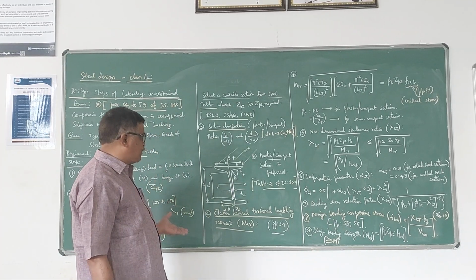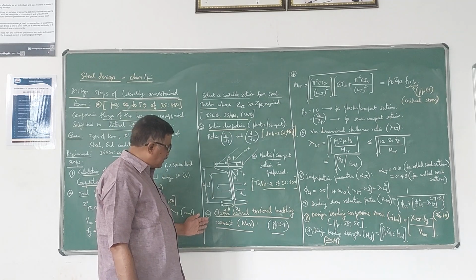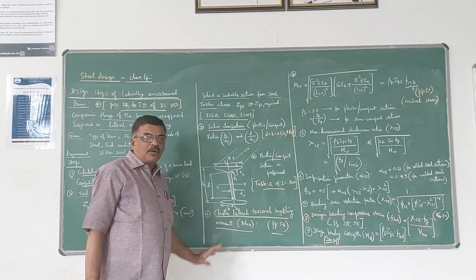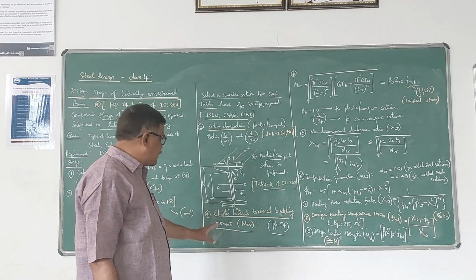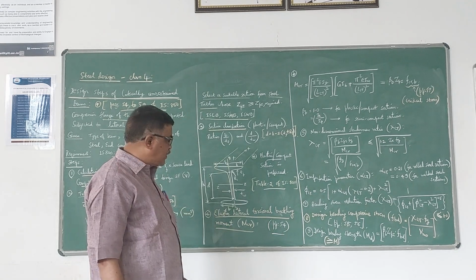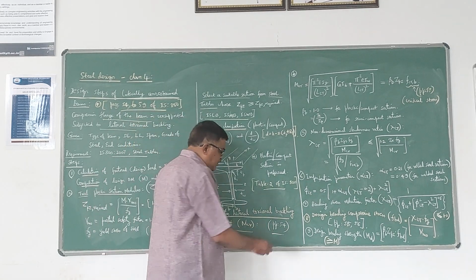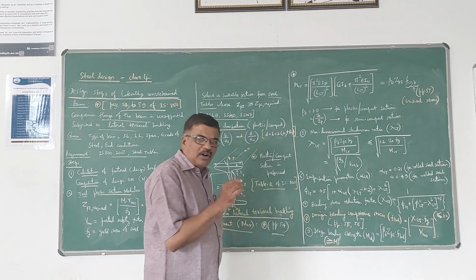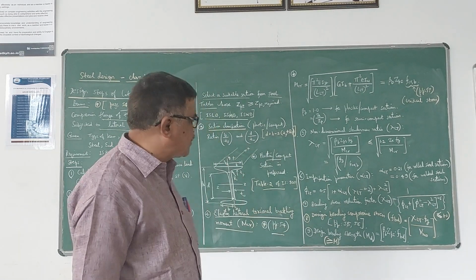Then the fourth step. After choosing that section, you have to check that section. Fourth step is you have to calculate an important moment called elastic lateral torsional buckling moment, MCR, or critical moment. You have to calculate it, whose formula is given in page 54 of the code. Formula is there. You need not remember the formula. You can just take down the formula.